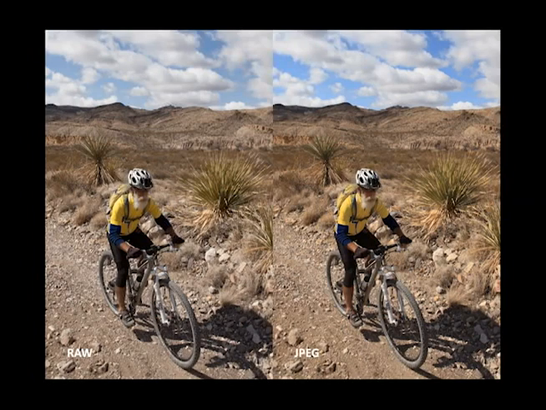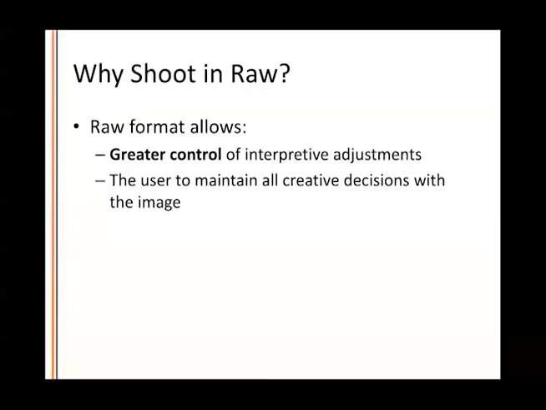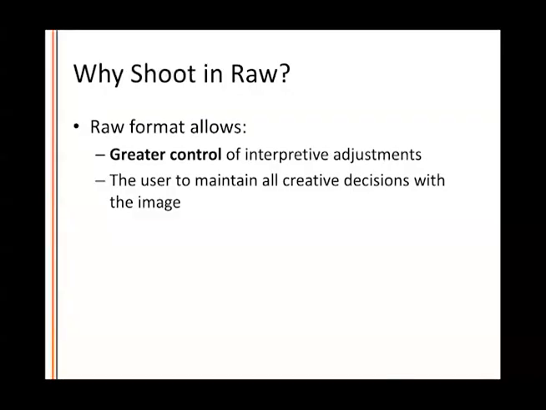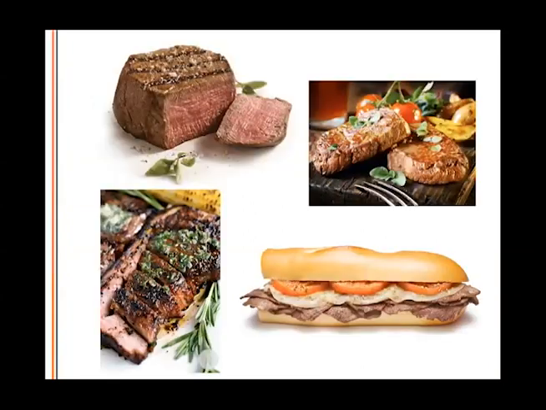Why do you want to shoot in RAW? Well, basically, if you shoot in RAW and then bring it into your computer, you have greater control of how you interpret the adjustments. So when you talk about how blue the sky is, how yellow the shirt is, how dark the shadows are, all of that information you can adjust. If you just use JPEG, you can still do that, but it's going to keep compressing, and you don't have all the information that you would have in a raw picture. So think about that.